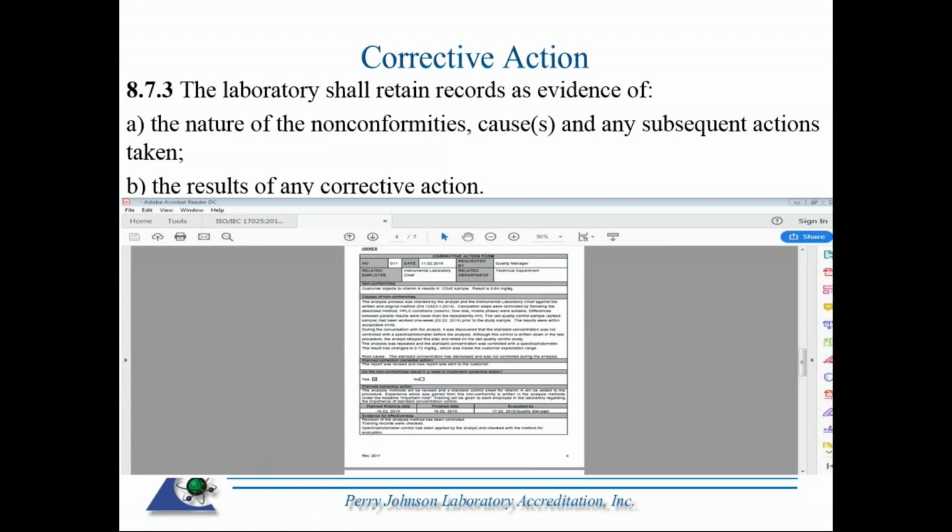A7.3, nothing new here. The laboratory shall retain records as evidence of the nature of the nonconformance, causes, and any subsequent action taken. And the record shall also have evidence of the results of any corrective action. I.e., typically I'll see that in the form of a corrective action report. We have a nonconformance. We're showing the root cause or the causes of the situation.